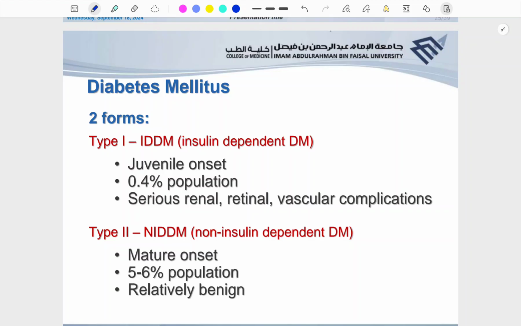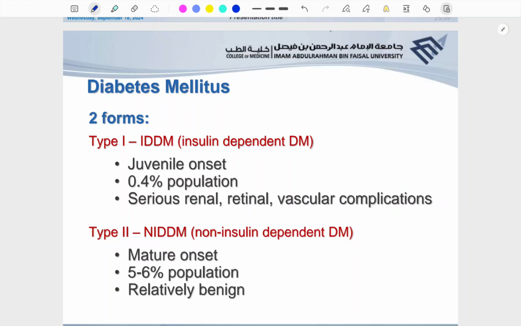IDDM, insulin-dependent diabetes mellitus. This is the juvenile type, which affects children. Juvenile onset, 4.4% of the population. Very serious. A child is very difficult to get to adhere to what you want to tell him. Renal problem, retinal problem, vascular complication, heart complication. You understand? So we have quite a bit of complication with that.